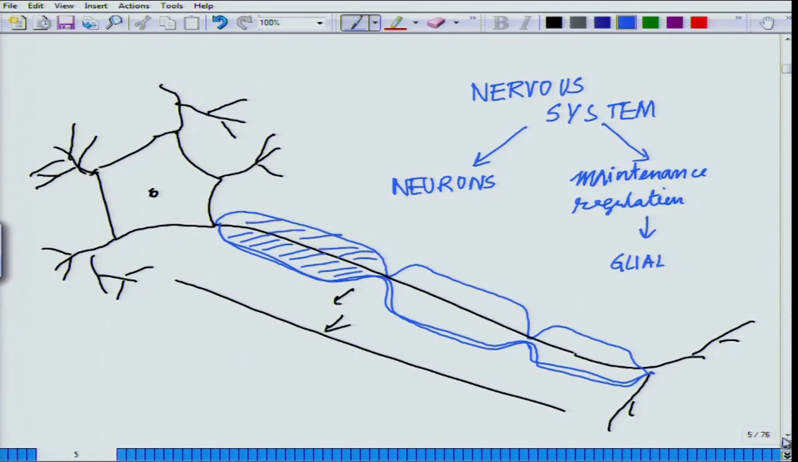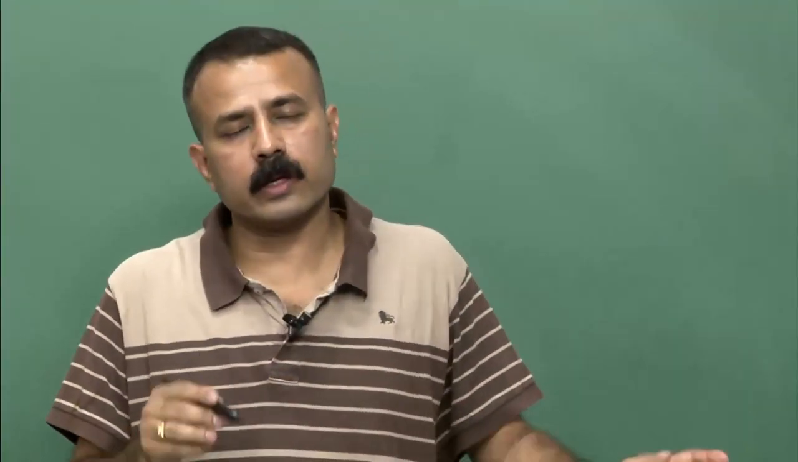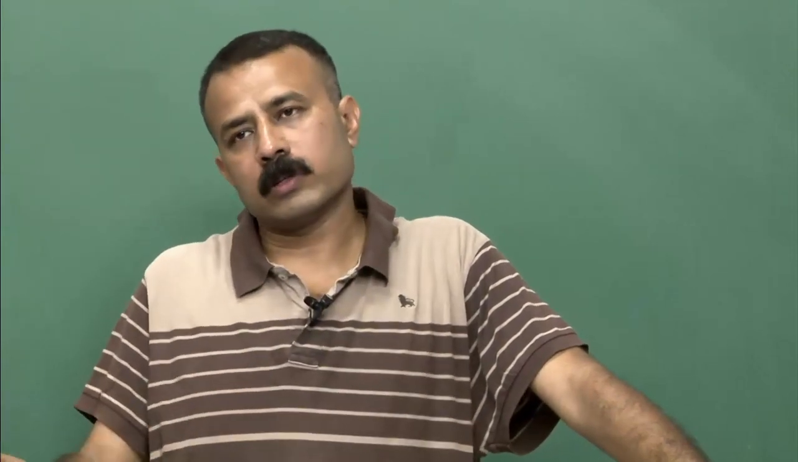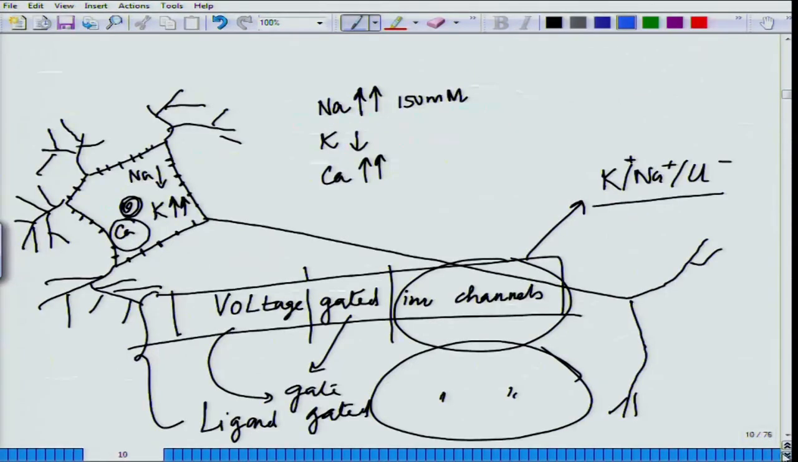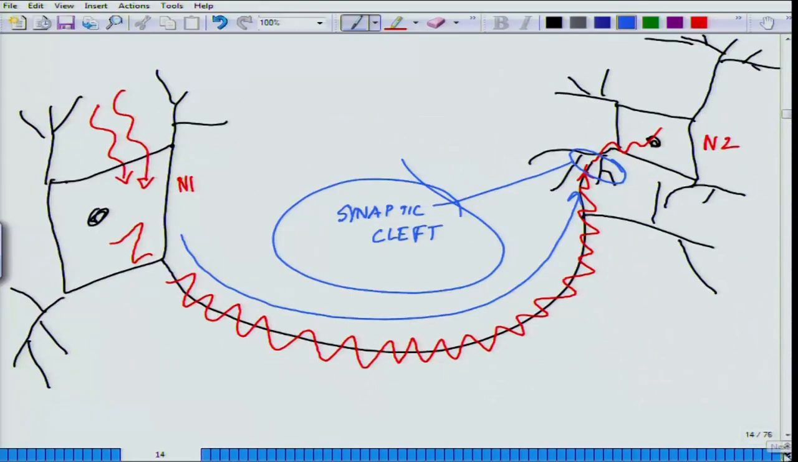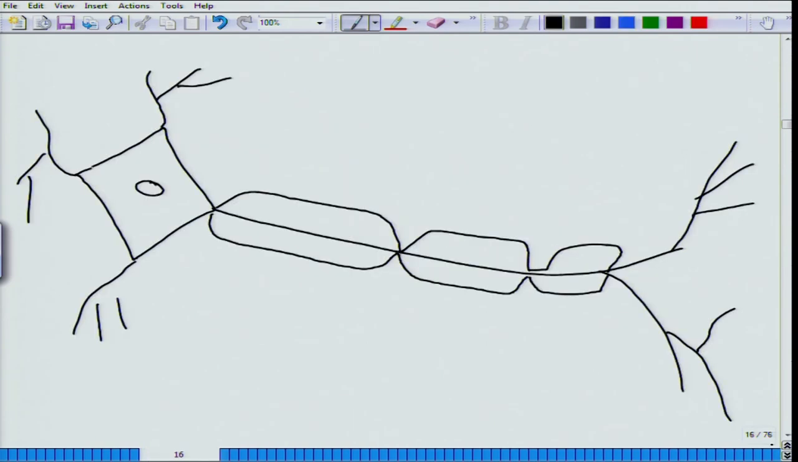If I go one lecture even further back, in the classification we did not talk about the neuroglia as of now. So before I come back to electrical impulse transmission and the synapses, I will take a slight detour and talk about the neuroglia and how these neuroglial cells are involved in formation of myelin sheaths and other things. So let's move on to our current lecture where we will be talking about the glial cells.